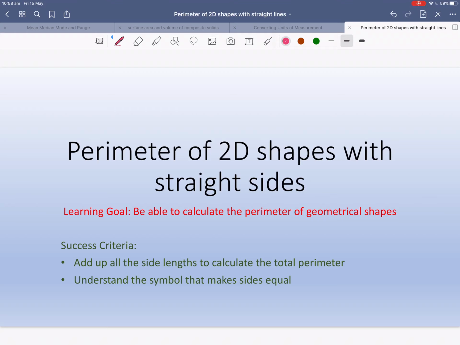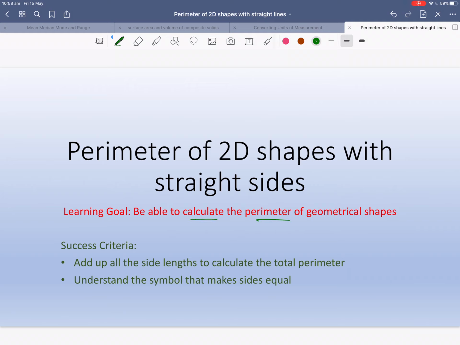And we're going to do perimeter of two-dimensional shapes. So they're essentially just the ones that are like this is a shape. It's a two-dimensional shape. It's something that sits on paper. So that's what we're looking at. You'll see it pretty quickly.